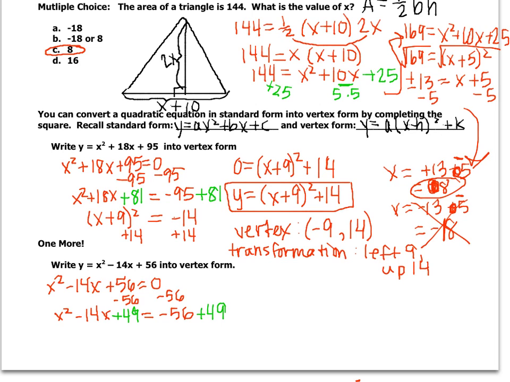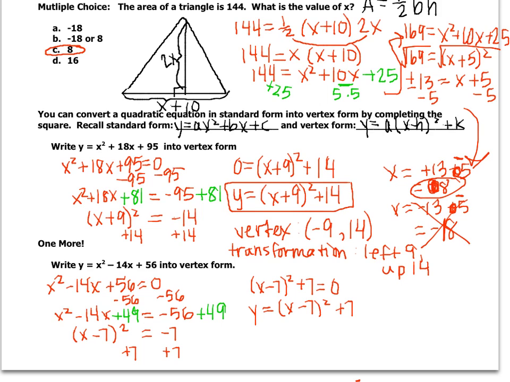Okay, so that's what I added to both sides. I put it in a different color. Remember, we do it to both sides. So my left side factors into x minus 7, half of b, the quantity squared, equals negative 56 plus 49, which is negative 7. Now, I want to put this in vertex form, so I need to have everything on the same side. I'll add 7 to both. So I have x minus 7, the quantity squared, plus 7 equals 0. So in vertex form, it's y equals the quantity x minus 7 squared plus 7.